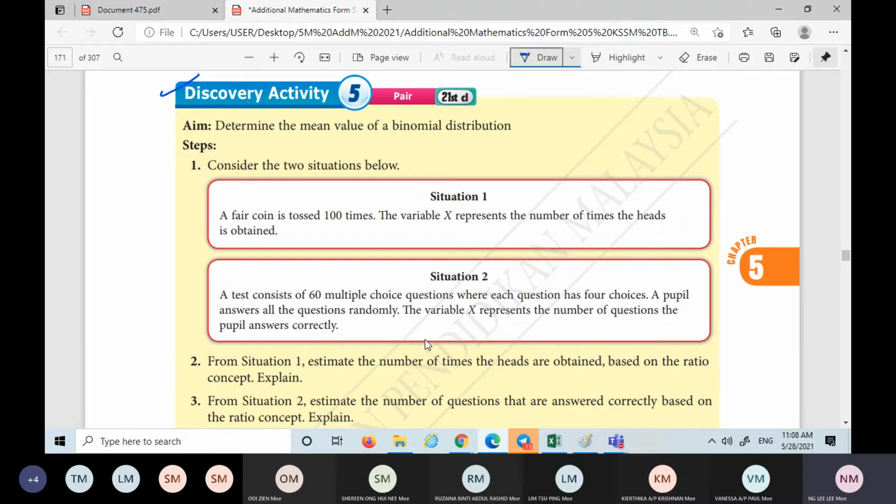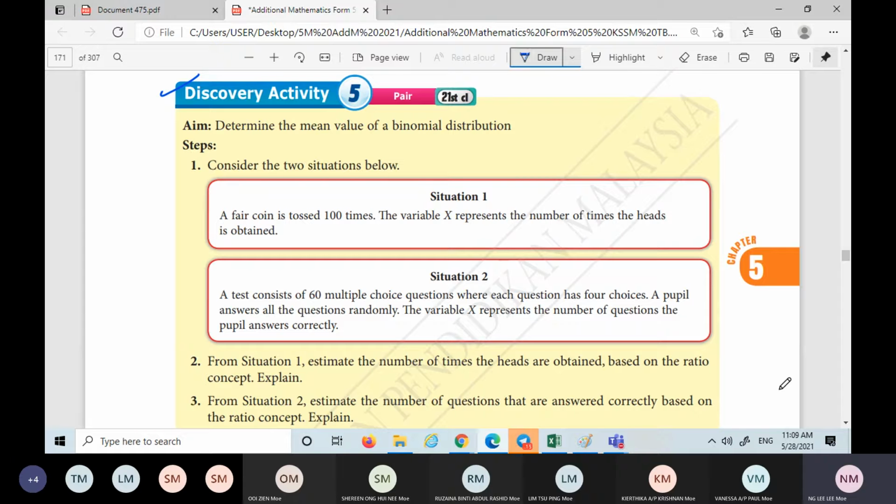Think and see. How to say, common sense. We look at common sense. You toss the coin 100 times. What do you think? How many times will you get a head? 50 times, because this is a fair coin. 50% of your result should be head, and 50% should be tail. So you multiply the 50% with the 100, then you get 50.